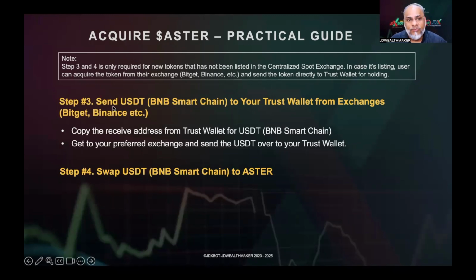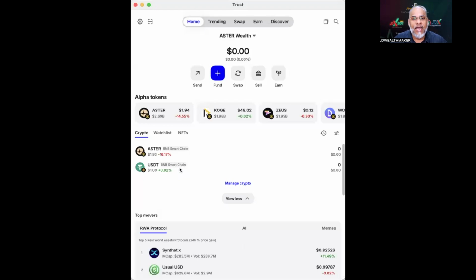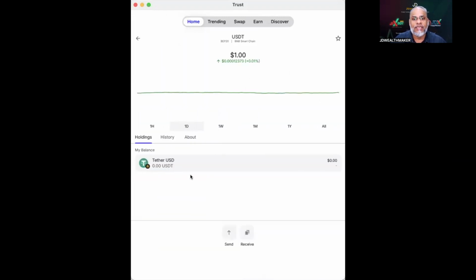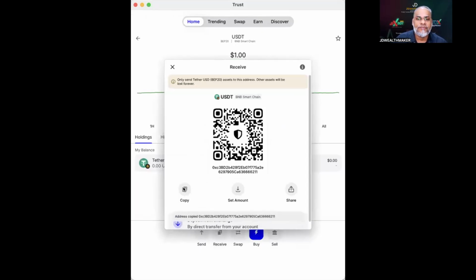Now, step 3: we need to send USDT to your Trust Wallet from the exchanges. That's why we just now added the USDT. You copy the receive address from your Trust Wallet for USDT, then go to your preferred exchange and send the USDT over. Let's do that. I'm going back to my Trust Wallet, tap on the USDT, and tap on receive. Copy this address, and then go to the exchanges.